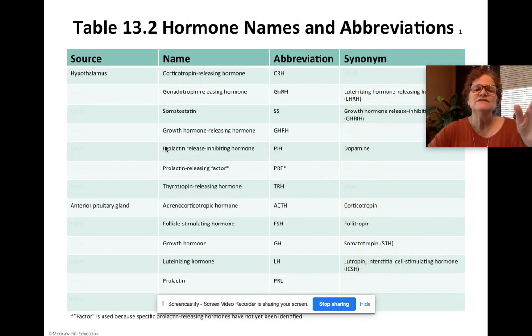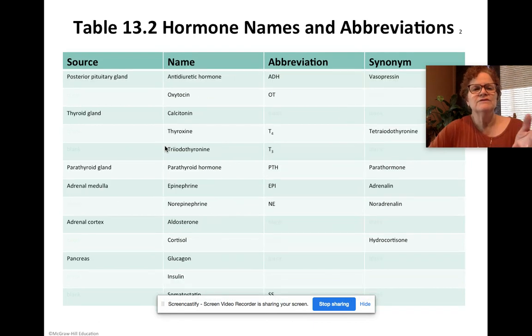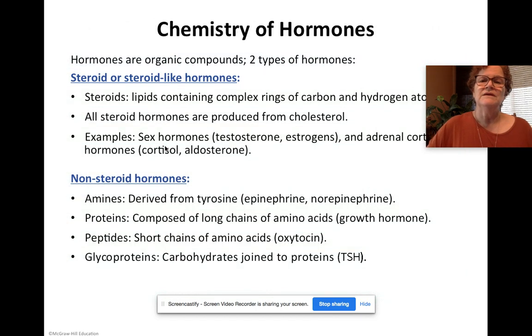You do not need to know, you don't have to memorize this information here from table 13.2. There are two parts of it, but you might want to take a look at it and see the names of some things, because then when you look at some actions later, you'll see how that maybe works in your own body. That can be interesting.